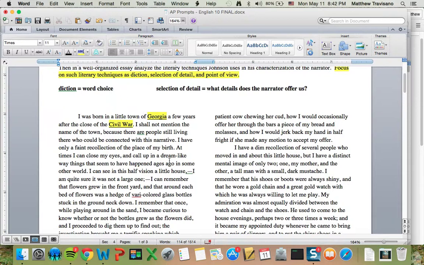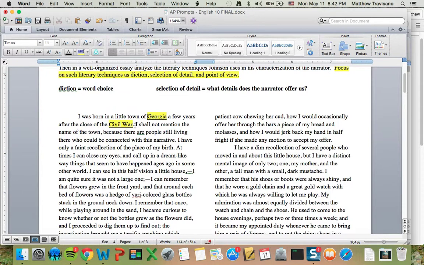We're talking the deep South, right after the Civil War, where it was not a happy time necessarily to be an African American. That's a crucial selection of detail. He didn't have to say that. The narrator did not have to mention Georgia and the Civil War, but the first thing he does is mention these two specific details.